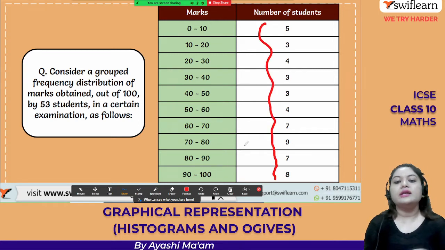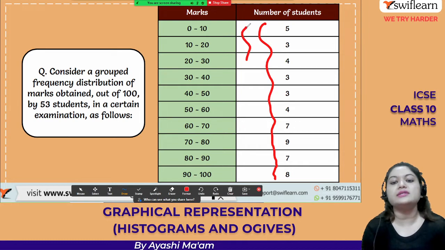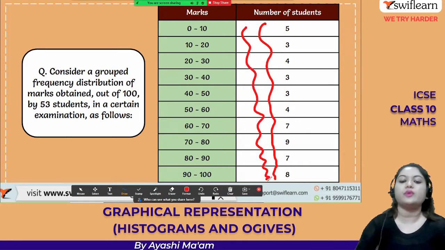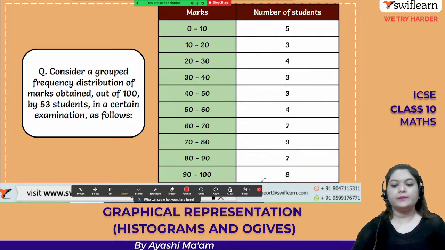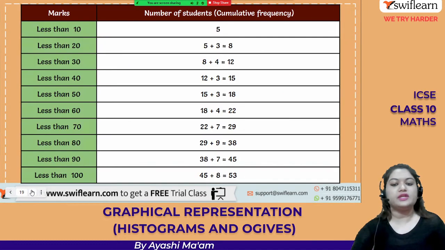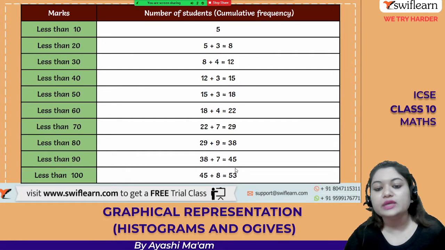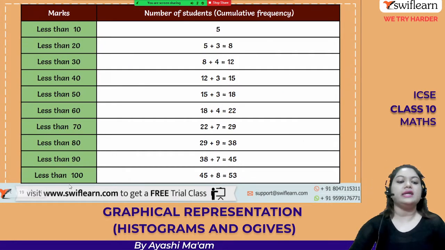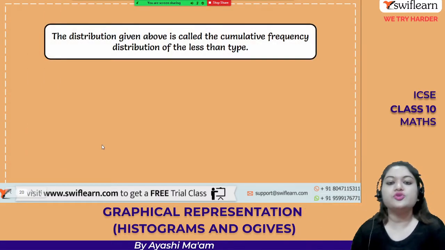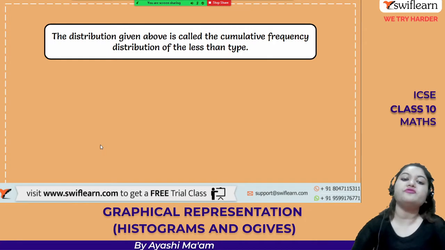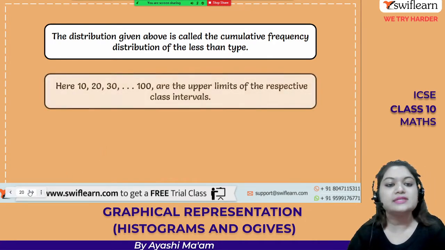90 to 100. That means it is basically the summation of all these frequencies. Right? We don't have any data for more than 100. So these are all less than 100. Okay, that means we have to add everything. So till less than 90 we had 45. 45 plus 8 is going to give us 53. So this distribution is called the cumulative frequency distribution of the less than type.